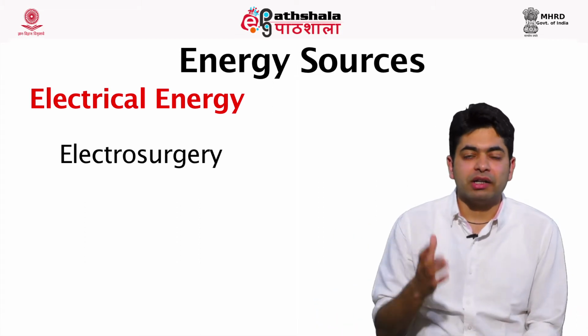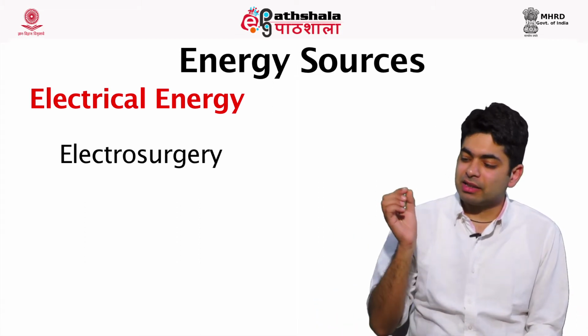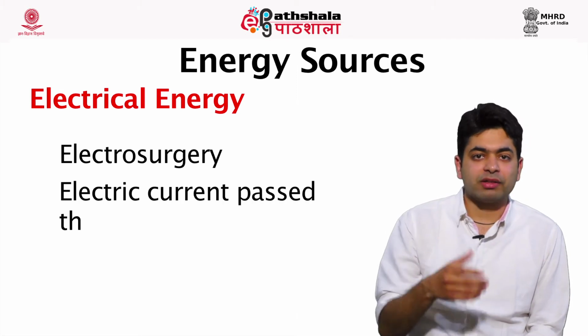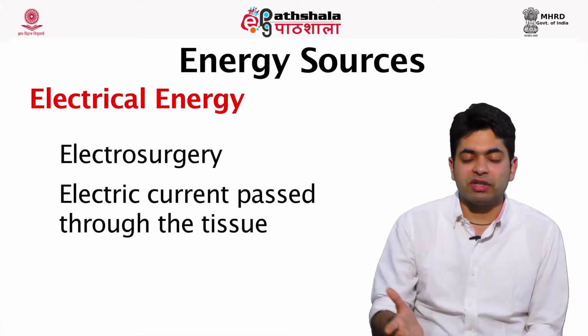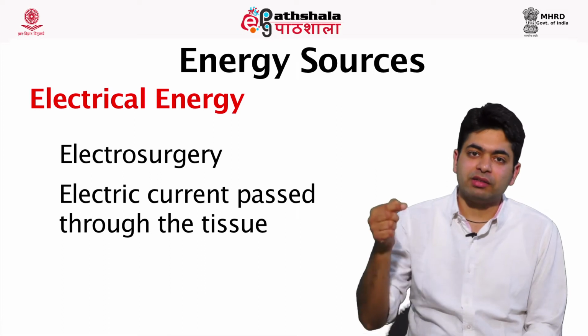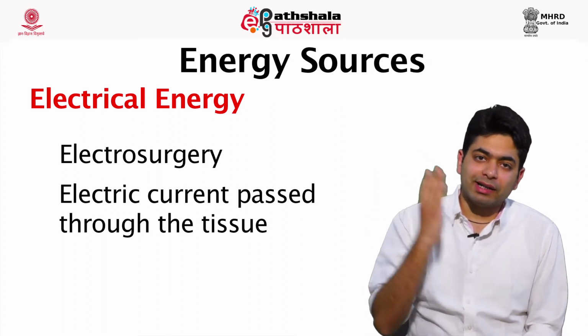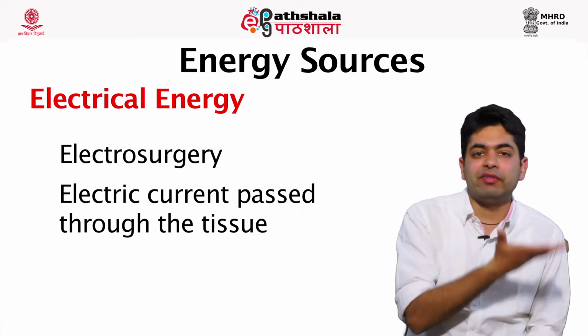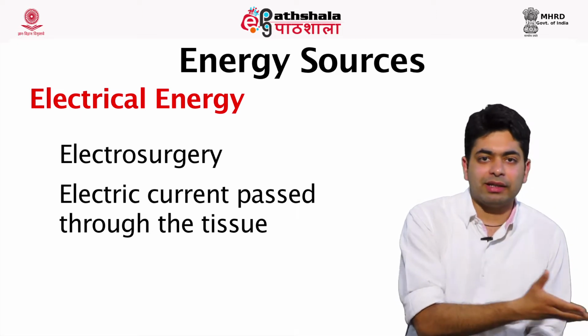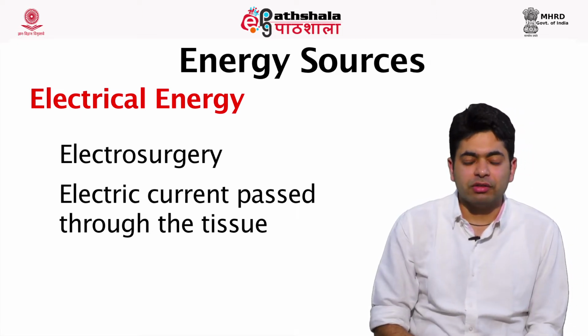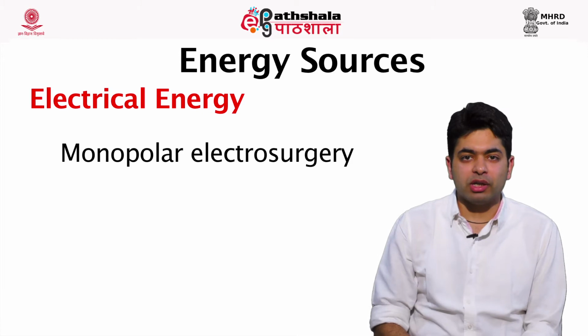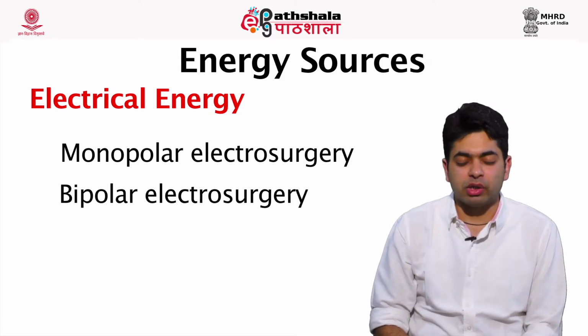What we use is electrosurgery, in which there is a pencil tip cautery. For example, monopolar electrosurgery, which is the most common, is touched on the tissue, and that electrical energy creates the elevated temperature in the tissue and then it performs the desired action. They are of two types, one is monopolar electrosurgery and the other is bipolar electrosurgery.